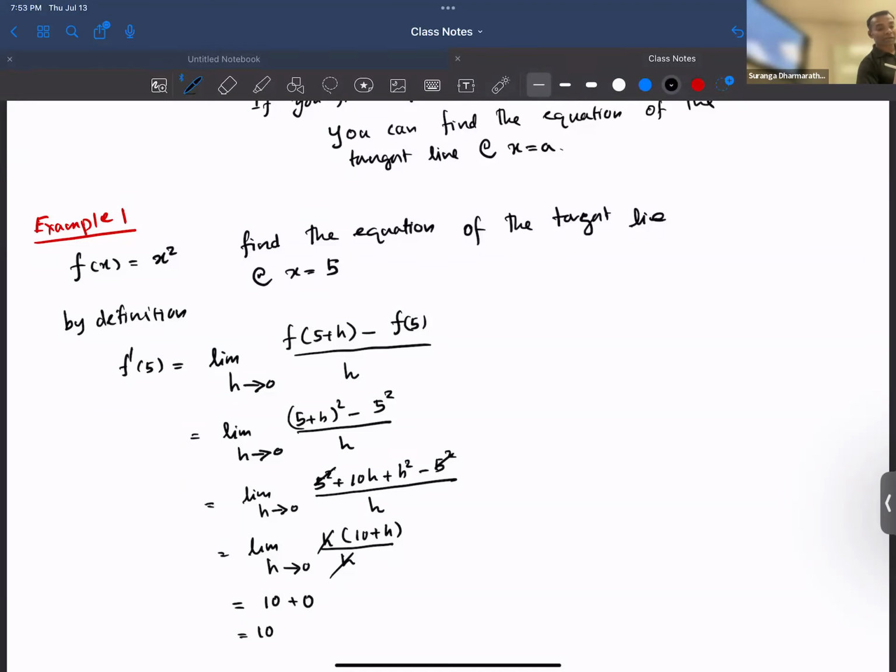So what is f of 5? 5 squared, which is equal to 25. Does that make sense? Now, what is the equation of the tangent line?